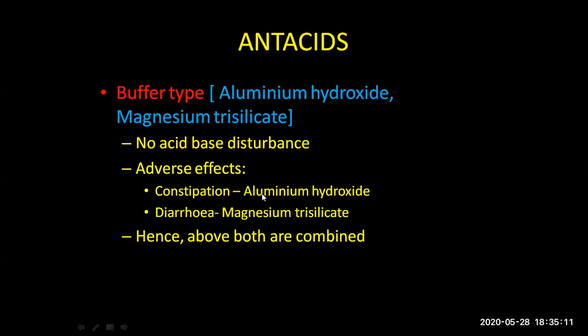Constipation is produced by aluminum hydroxide and diarrhea is produced by magnesium trisilicate. So to neutralize the adverse effects, this aluminum hydroxide and magnesium trisilicate are combined together. Therefore, the constipation and diarrhea is neutralized, and therefore no adverse effects. They are very minimal adverse effects. So antacids usually contain a combination of aluminum hydroxide and magnesium trisilicate.